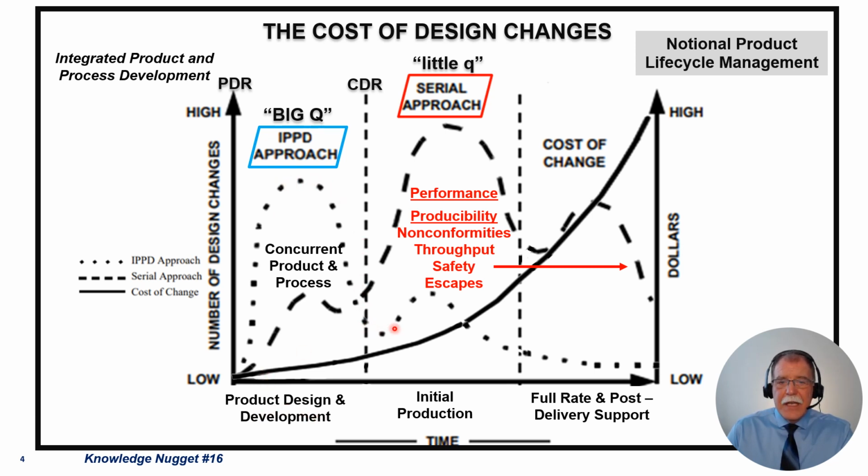Then as we move into manufacturing, because we have concurrently developed product and process, we would have a much lower level of expected engineering design changes. Then as we move into full rate production and post-delivery support, we would expect those design changes to drop off. So as you can see, a big Q quality planning approach pays the organization. A little q quality management planning approach costs the organization.